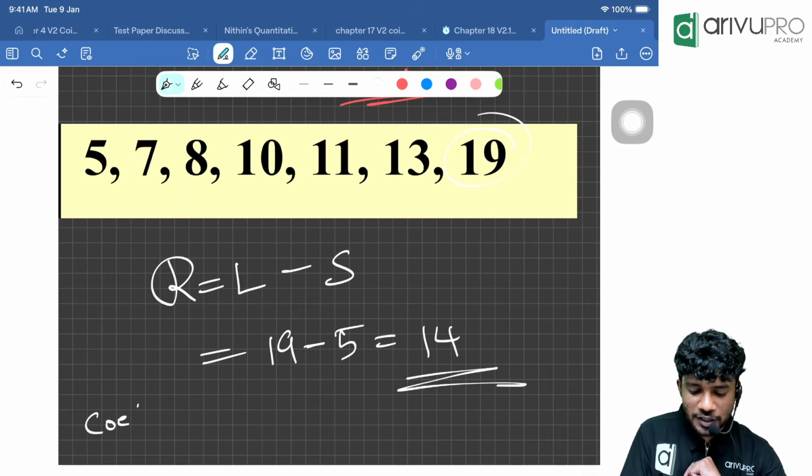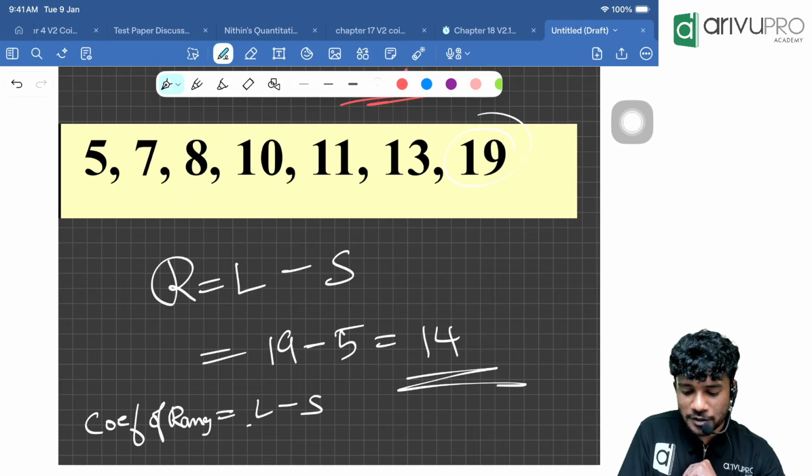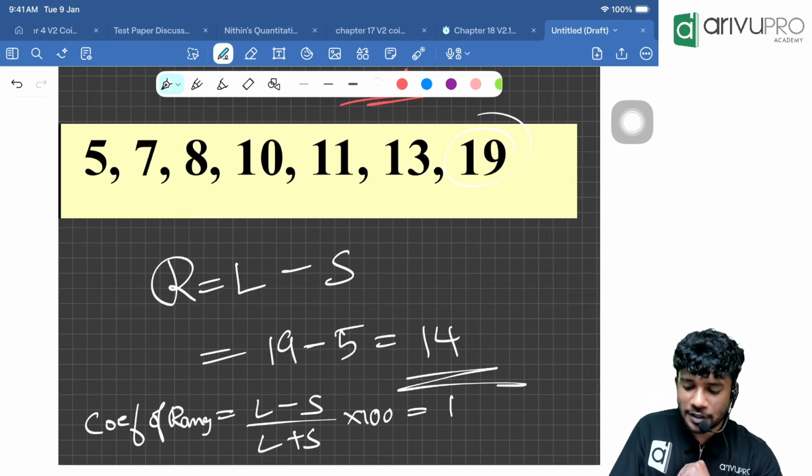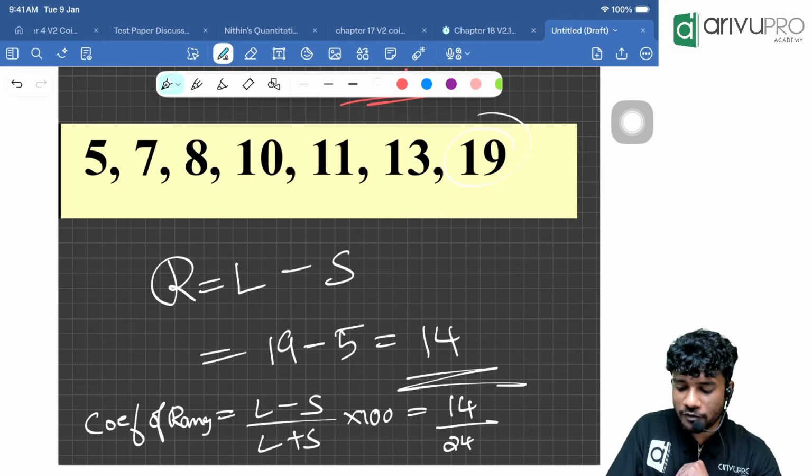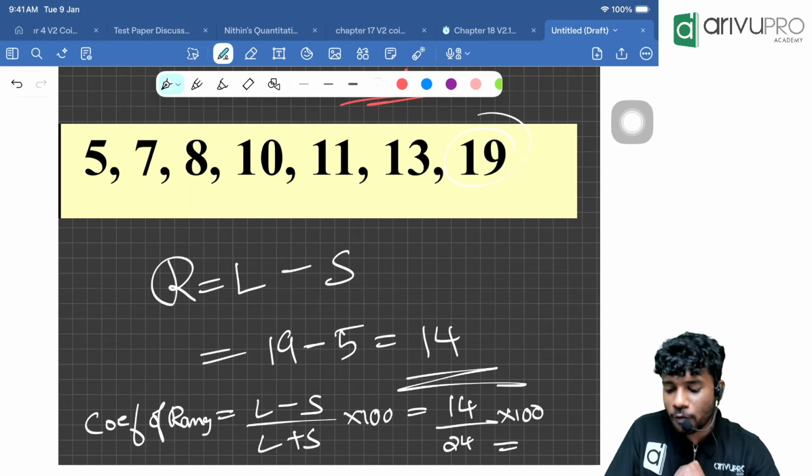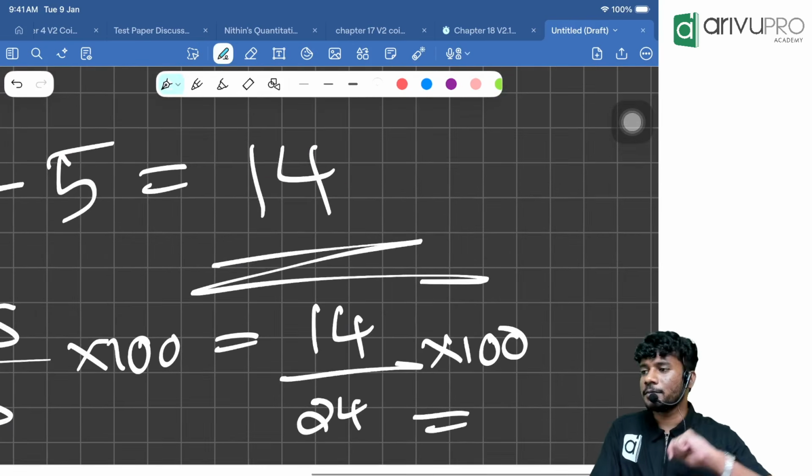Then who is the relative measure of range? Coefficient of range. Coefficient of range formula is what, people? Largest minus smallest divided by largest plus smallest into 100. That is 14 divided by 24 into 100. How much is the exact value? Please tell me.